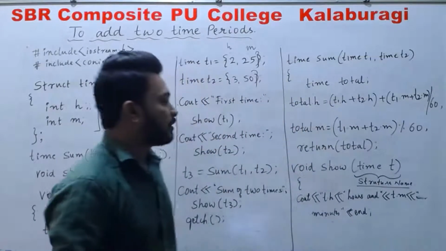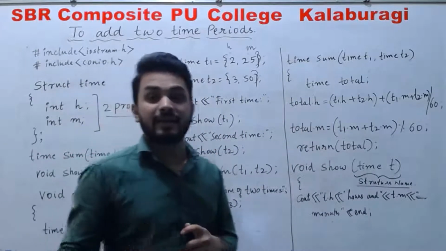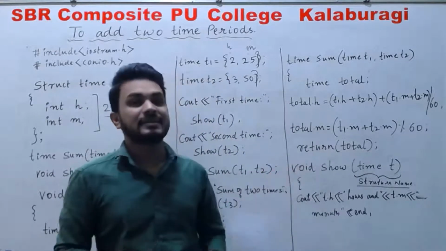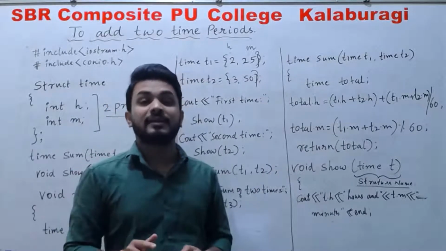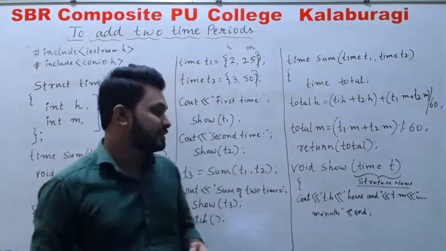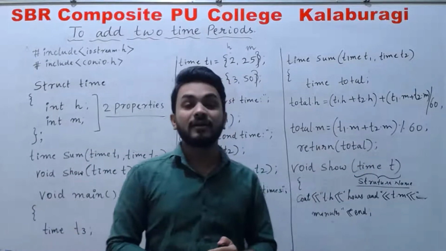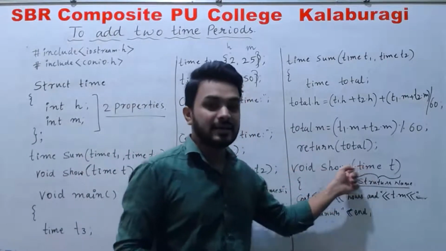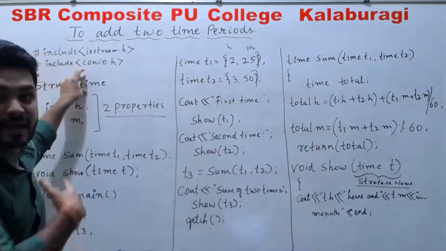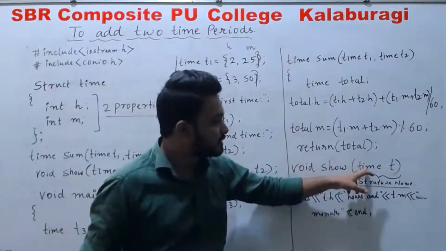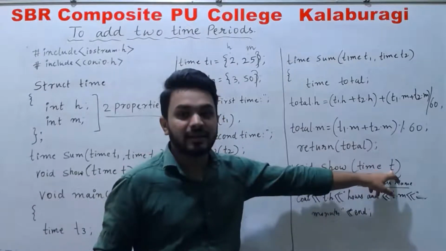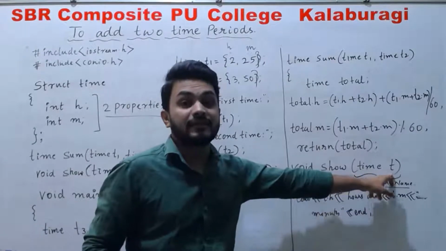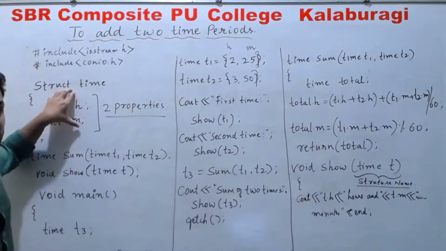Whenever you are passing an argument inside a function, you are taking a data type and a member name. But here the case is different. We are passing a structure itself, with the reference variable or a reference name, right? So in the void show function, I am passing the whole structure, time, and this is the reference. By this reference variable, I can fetch or access these two values.